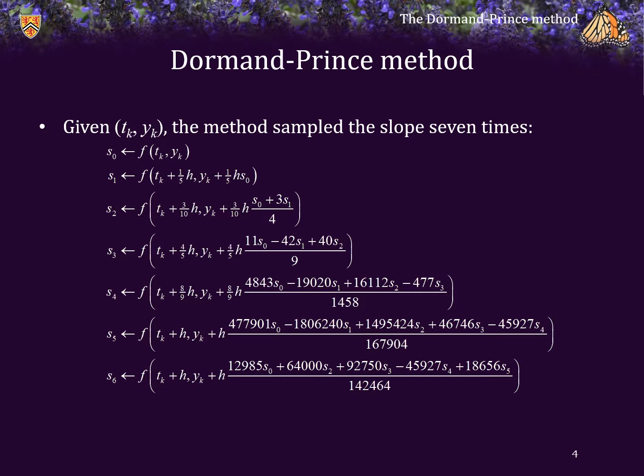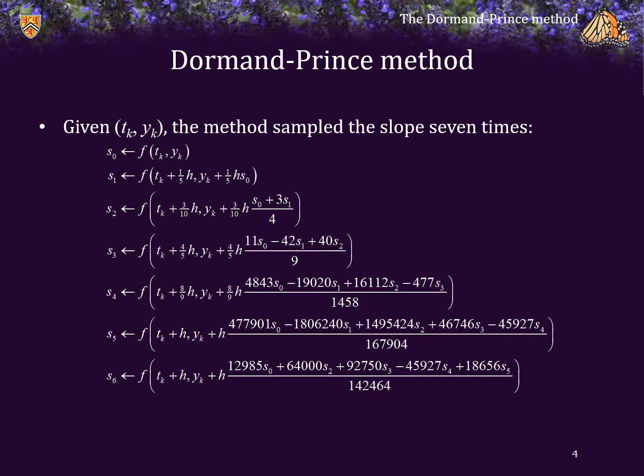Well, Dormand Prince more or less does the same thing, except more often. It actually samples the slope 7 times. And you'll notice that it samples the slope at 0.2 times h, then 0.3 times h, then 0.8 times h, and the last two sample at the right-hand endpoint, t_k plus h.